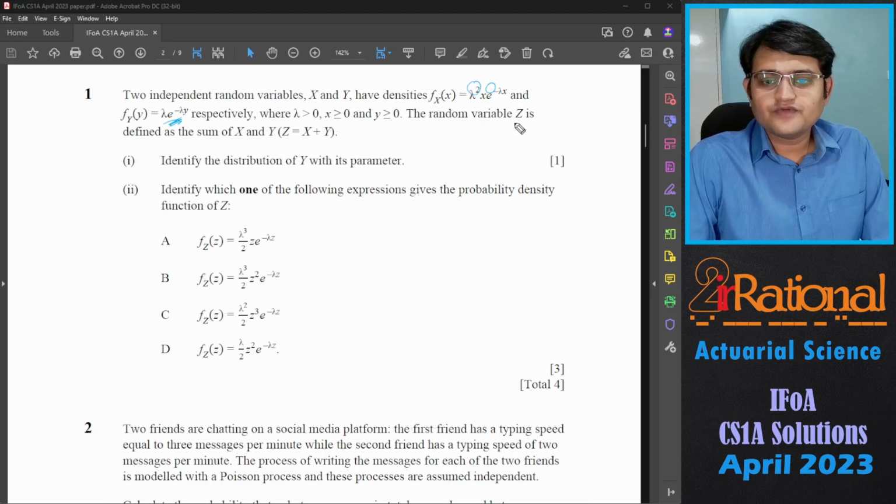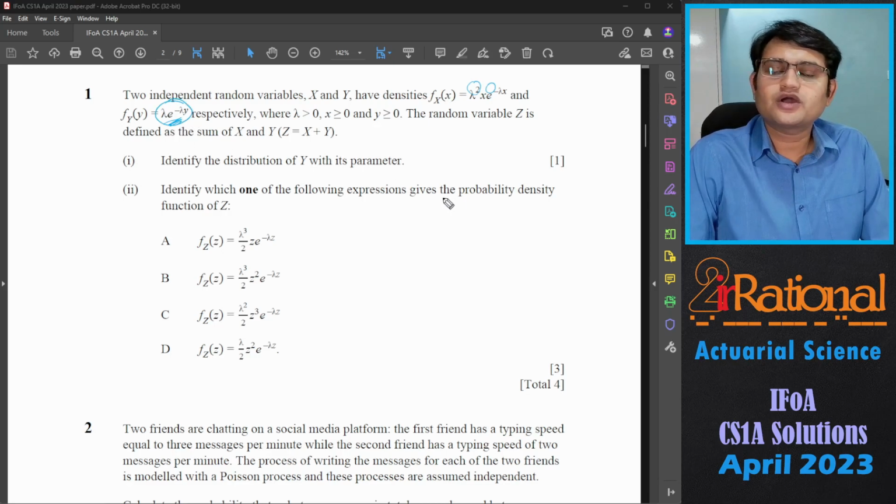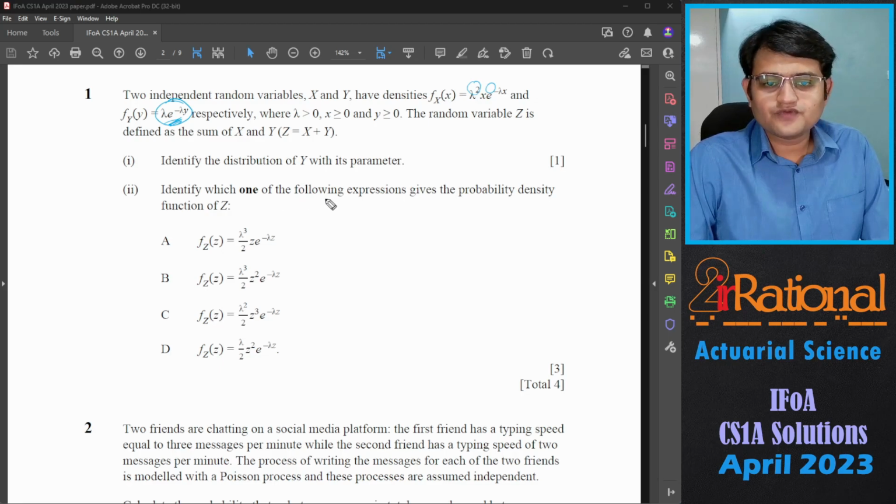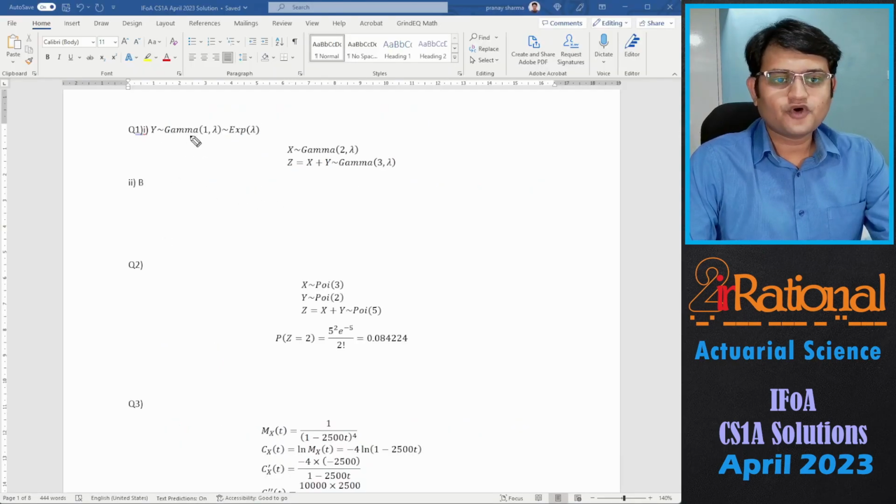The random variable z is defined as the sum of x plus y. Identify the distribution of y with its parameters. So actually it can be an exponential or a gamma distribution with 1 comma lambda, right? And identify which one of the following expressions gives the probability density function of z. So for y you can write either gamma 1 comma lambda or exponential lambda, and for x it's going to be gamma 2 comma lambda. Therefore z becomes gamma 3 comma lambda, and it's the second option, or the B option, which would be correct.